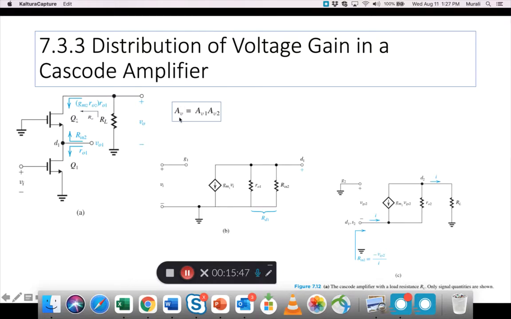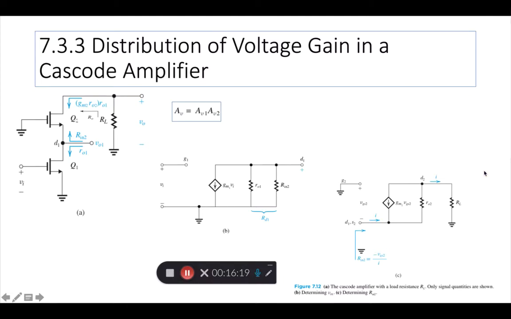So overall gain, we know, is always the product of individual gains. If you consider this as one stage and this as the second stage, then the product of the gains gives you the overall gain. To find this, he gives us some equivalent circuits, and then he does some basic KVL, KCL, and Thevenin-Norton type analysis. Please go through those again and see if you can follow it. If you have any problems, let me know.